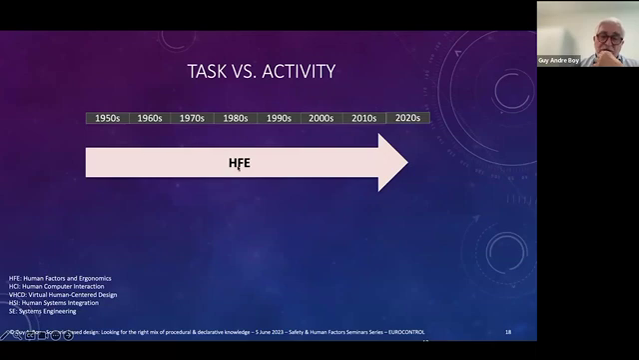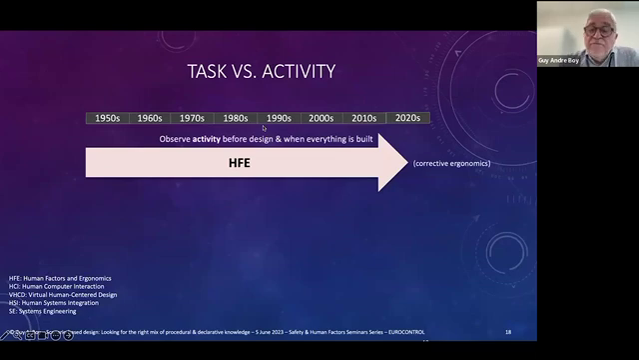HFE means human factors and ergonomics. Human factors and ergonomics started after the Second World War and developed. And in fact, it was mainly based on the observation of activity after the system was designed and when everything was built. We call that most of the time corrective ergonomics. 95% of human factors and ergonomics today is still done that way.